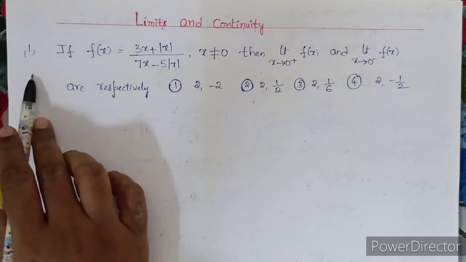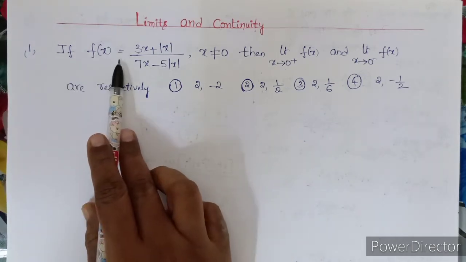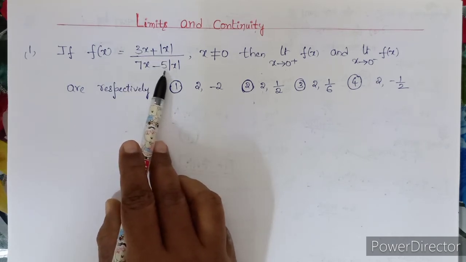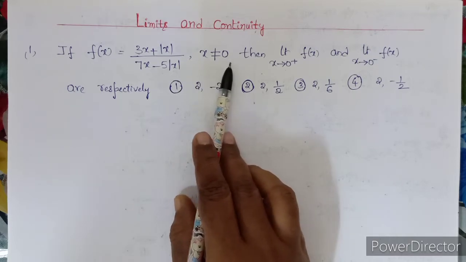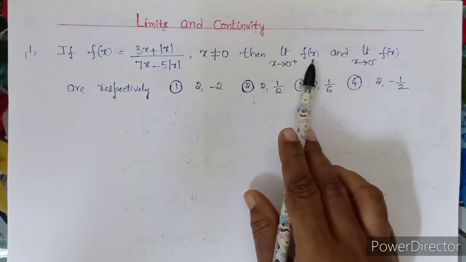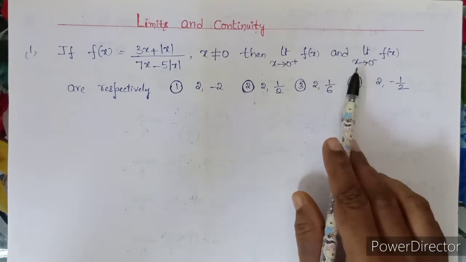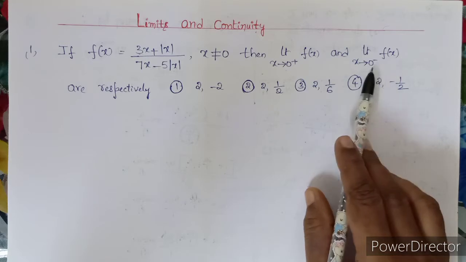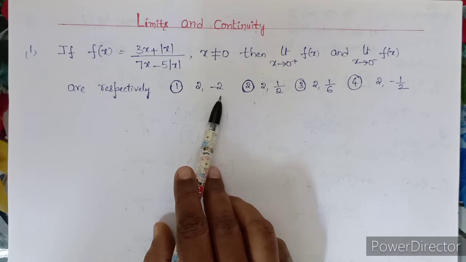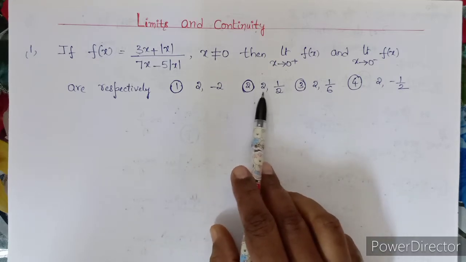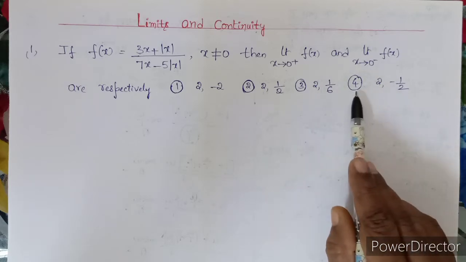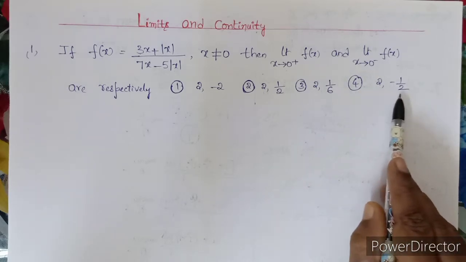Let us see, the first question is, if f of x is equal to 3x plus mod x by 7x minus 5 mod x, where x is not equal to 0, then limit x tends to 0 plus f of x, right-handed limit, and limit x tends to 0 minus f of x, this is a left-handed limit, are respectively: first option is 2, minus 2; second, 2, 1 by 2; third option, 2, 1 by 6; fourth option, 2, minus 1 by 2.